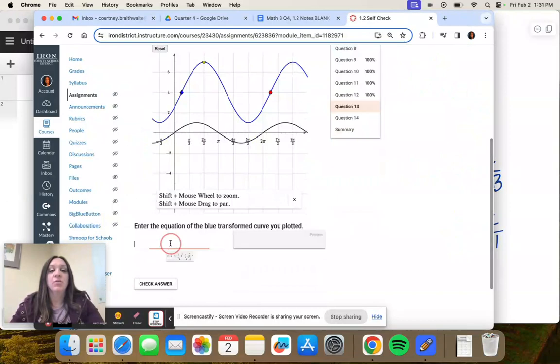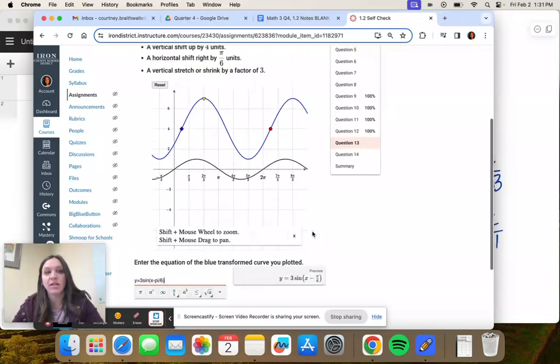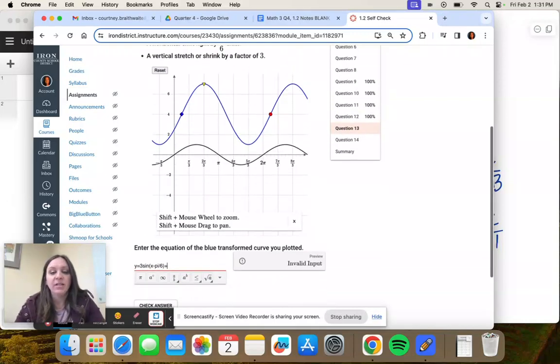So let's write that in. y equals 3 is our amplitude. Sine, we didn't have a change in period, so it's just x. And it's minus pi/6. Remember, it's minus because that's in the equation, and the pi/6 is positive. So it's always the opposite sign. And then our midline is 4.